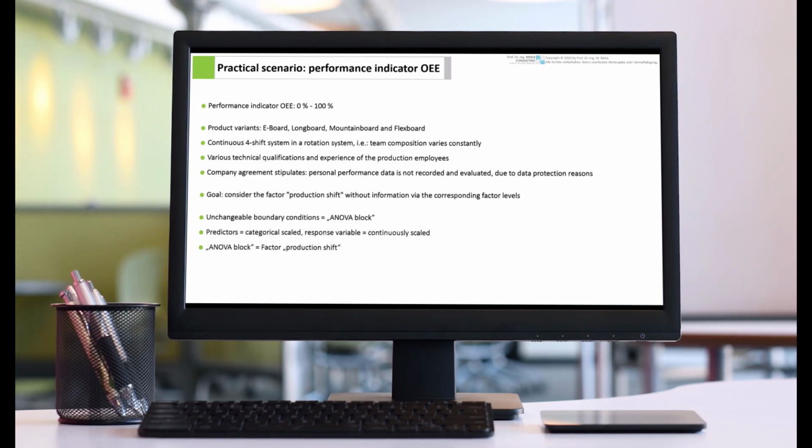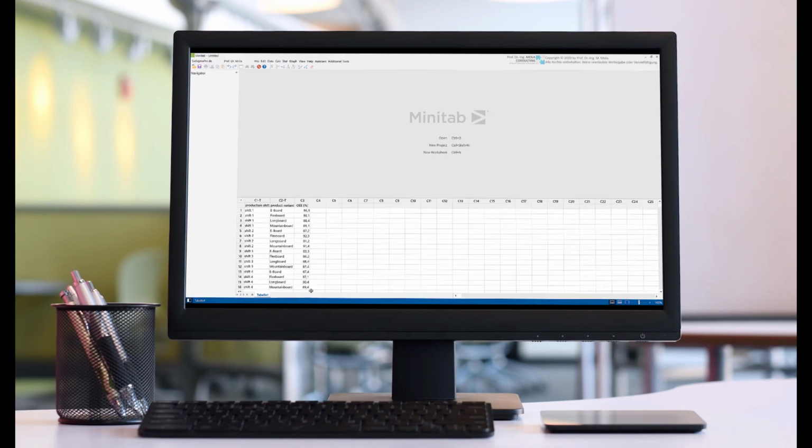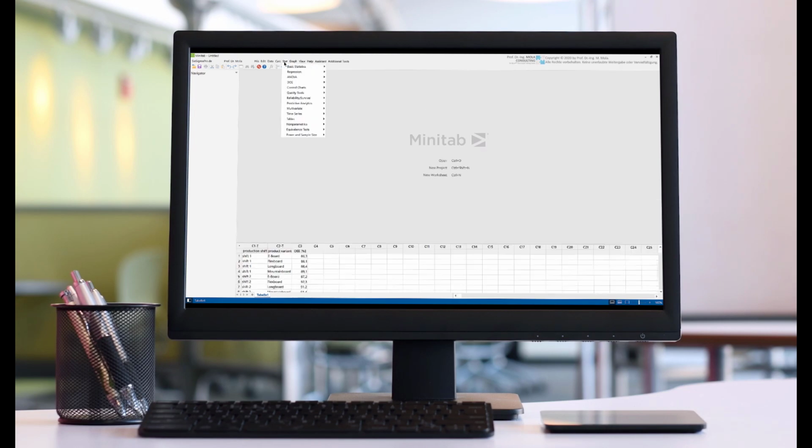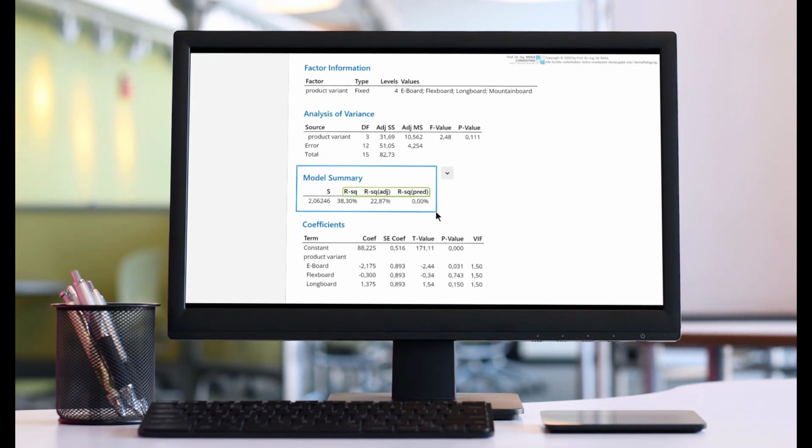In order to be able to evaluate the process availability, process efficiency and quality output of skateboard production with just one key figure, Smartboard Company uses the industry-proven Key Performance Indicator, OEE, as a measure of overall equipment effectiveness. The higher the OEE figure, the better the overall equipment effectiveness of skateboard production.